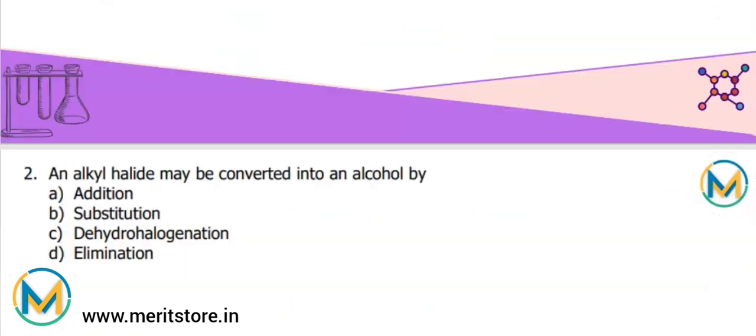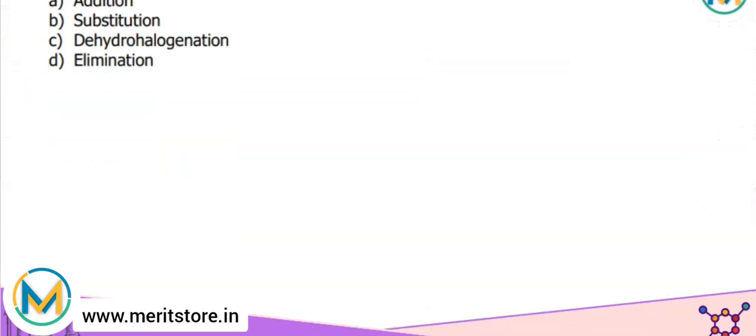Looking towards the next question: an alkyl halide may be converted into an alcohol by. So we need to look for all the possible reactions. If an alkyl halide undergoes addition reaction, this addition reaction is not possible, or there will be no reaction. Why? Because this alkyl halide is a saturated compound. For a saturated compound, there is no possibility of addition reaction. Addition reaction is given only by alkene or alkyne, that is unsaturated bonds, and not by saturated bonds.